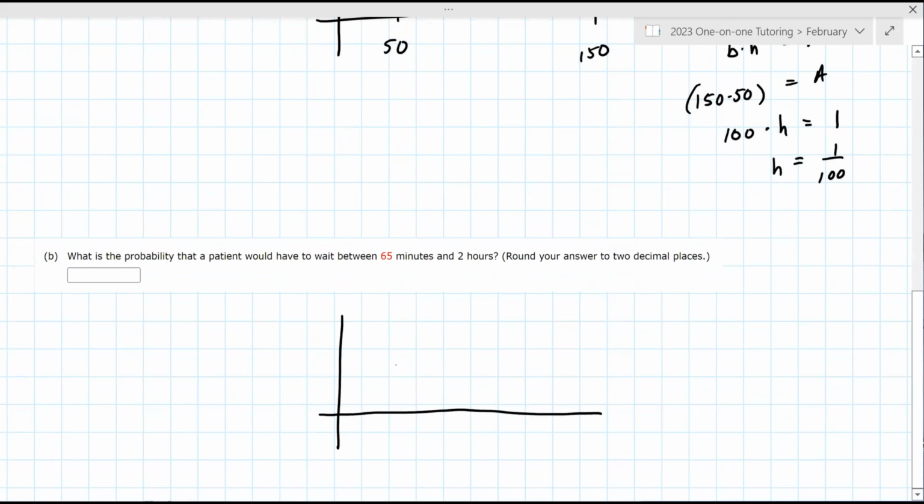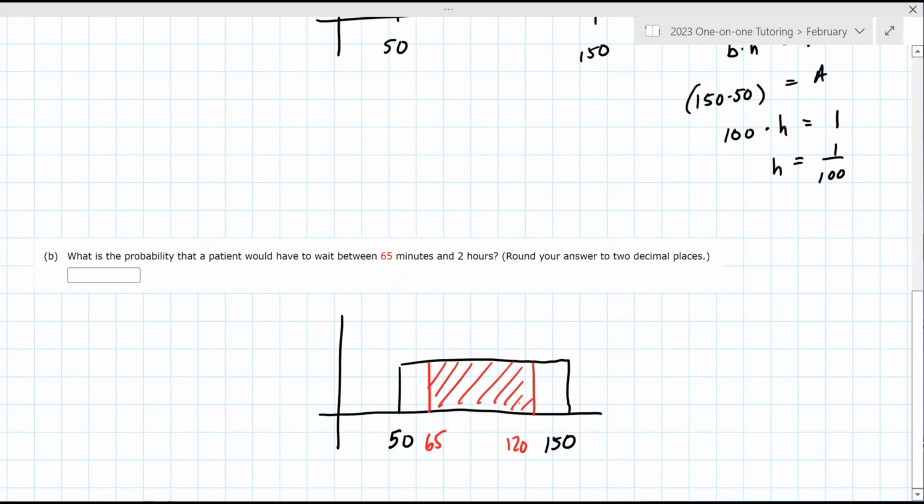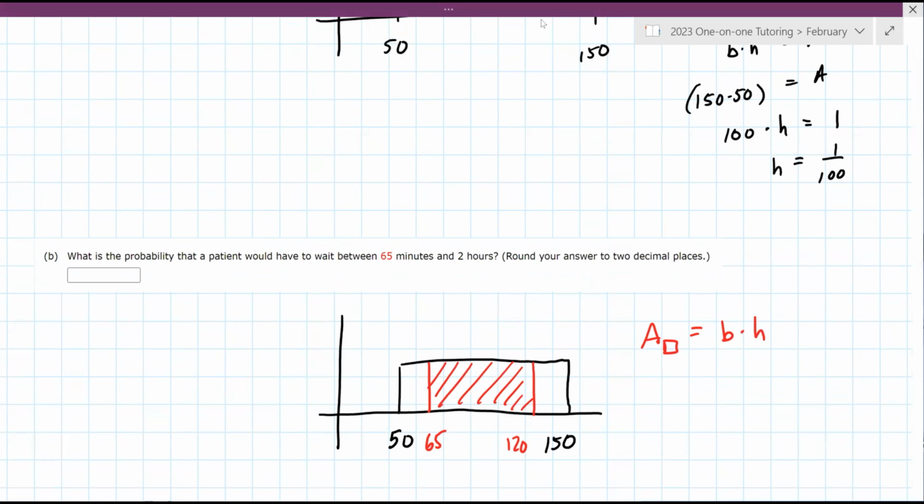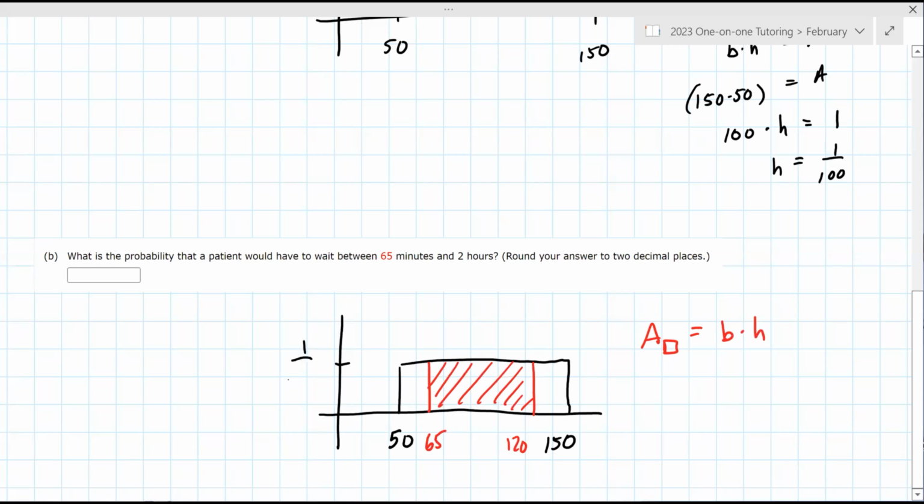So for part B, 50 to 150 here, between 65 minutes and 2 hours, that's 120. So we want the area of this rectangle. The area of the rectangle is still base times height. The height, just like from the previous one, is 1 over 100. So the base is going to be 120 minus 65. You can always think of your base as being right minus left. Does that make sense? And then your height, 1 over 100.